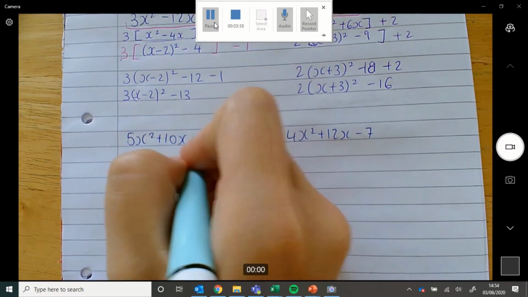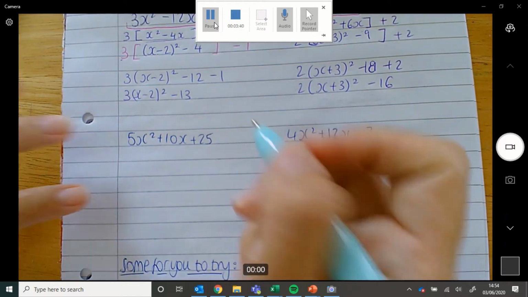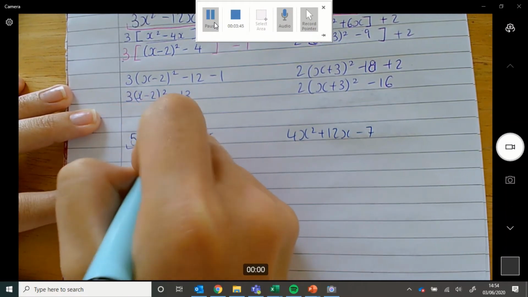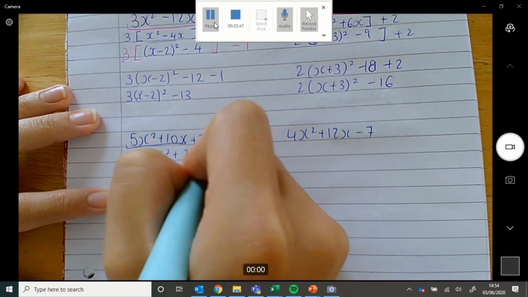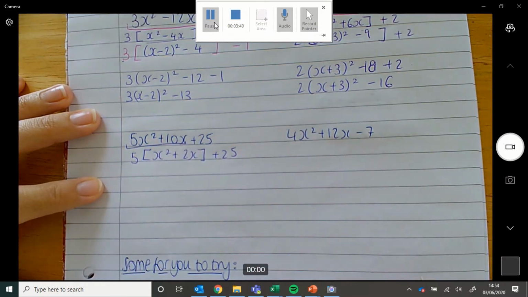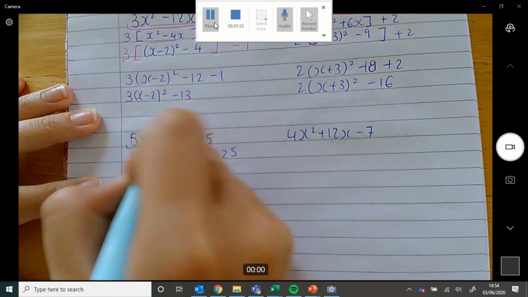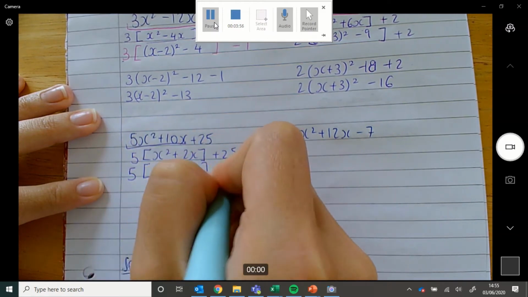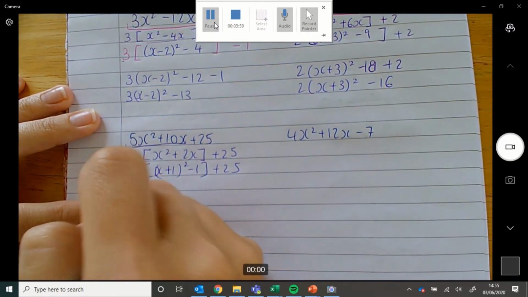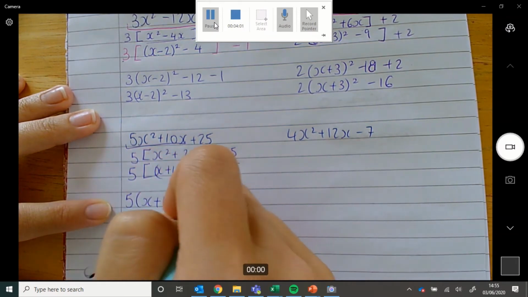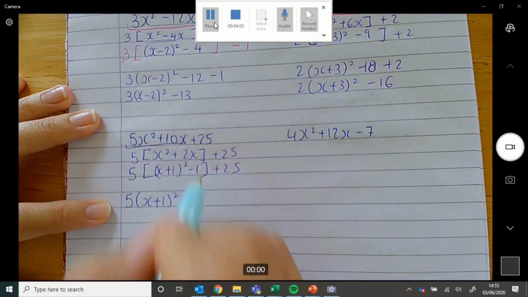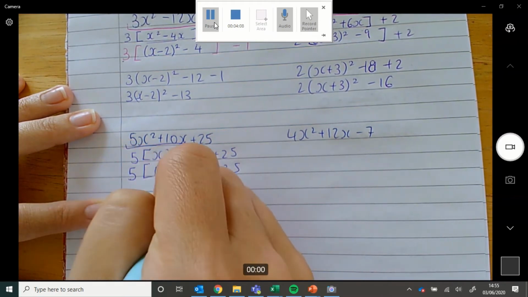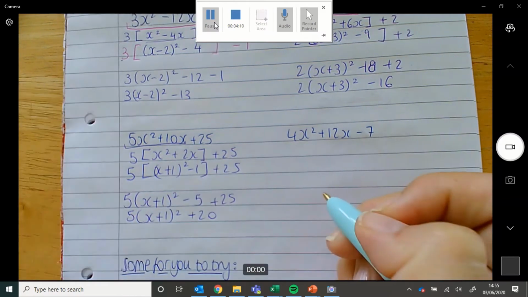Example 3, ignoring that plus 25, I'm going to just complete the square on this bit first. 5 lots of square bracket, x squared plus 2x plus the 25. Complete the square on what's inside the bracket, x plus 1 squared minus 1 plus the 25. 5 lots of x plus 1 squared minus 5, because it's 5 times this and 5 times that, plus the 25 gives me 5 lots of x plus 1 squared plus 20.